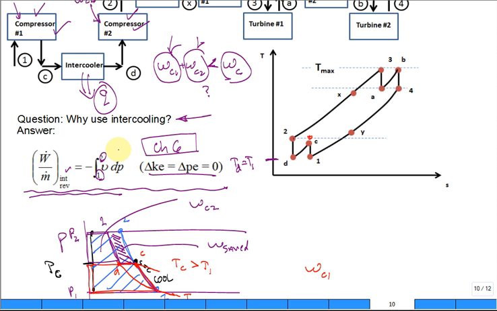So now, this is the reason why intercooling is better for performance. It requires less compressor work. The back work ratio will be less. The efficiency will be greater.